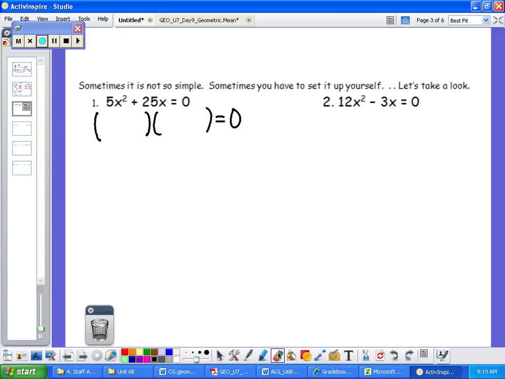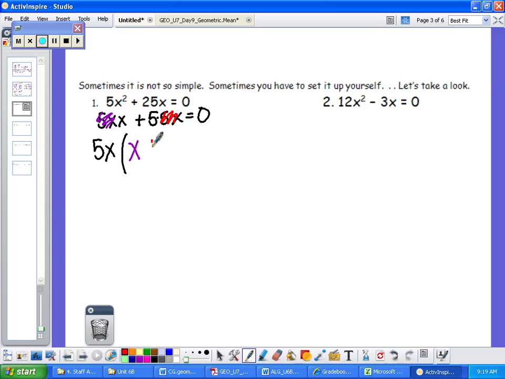So what I'm going to do is I'm going to see if I can factor. Because remember, I'm looking for factors. So what do I factor? What is common in both of these? That's a times equals 0. I have a 5x in both of them. If I take out the 5x here, it leaves me x. If I take the 5x here, it leaves me 5. And it's still equal to 0.